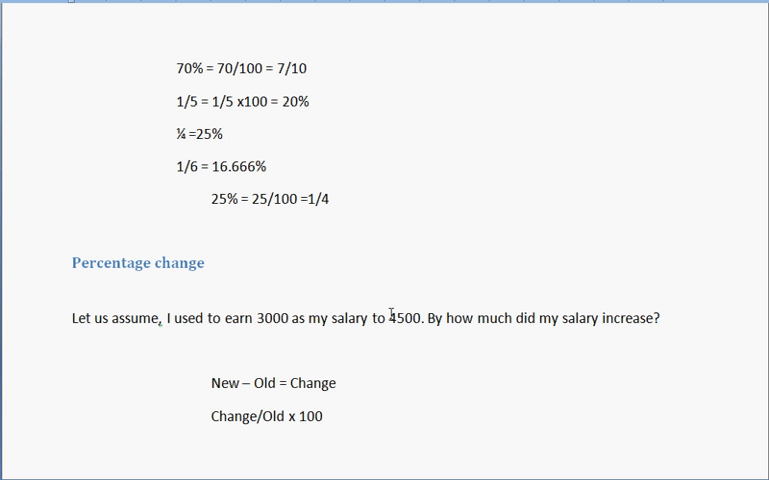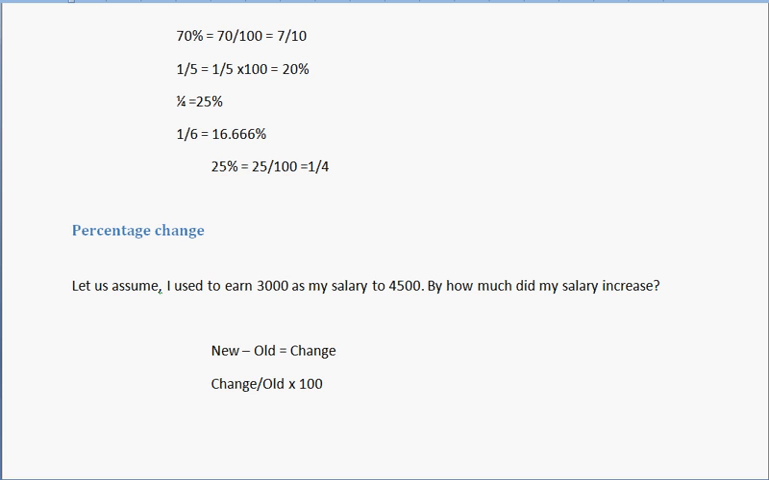Now in this question, my salary increased to 4,500. It was 3,000 earlier. So change is, there is an increase of 1,500, right? Over what? Over 3,000, which was my initial salary. So what is the percentage increase? So we'll multiply it by 100 and it becomes 50%, right? So there is 50% increase in my salary, right?